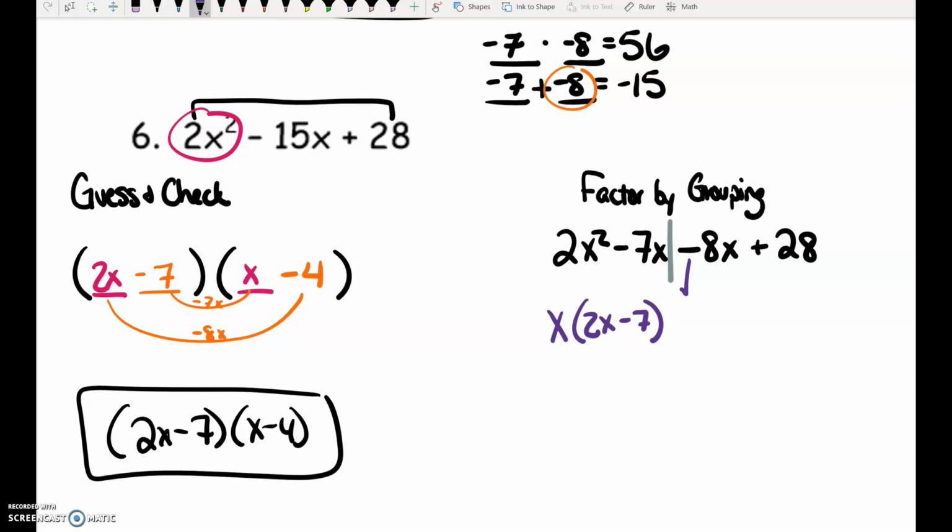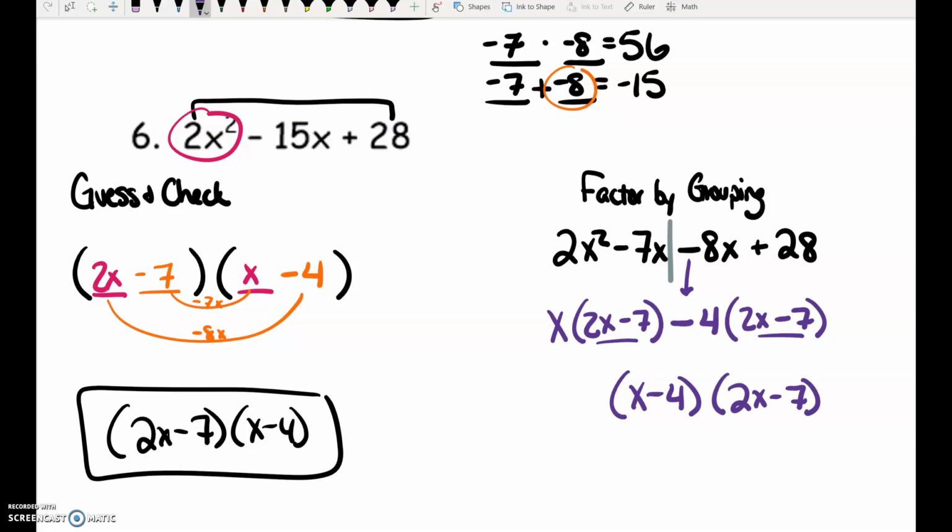And drop that negative down. You want that negative 4. Negative 8x divided by negative 4 is positive 2x. 28 divided by negative 4 is negative 7. My two sets of parentheses match. So my factored form is x minus 4, 2x minus 7.